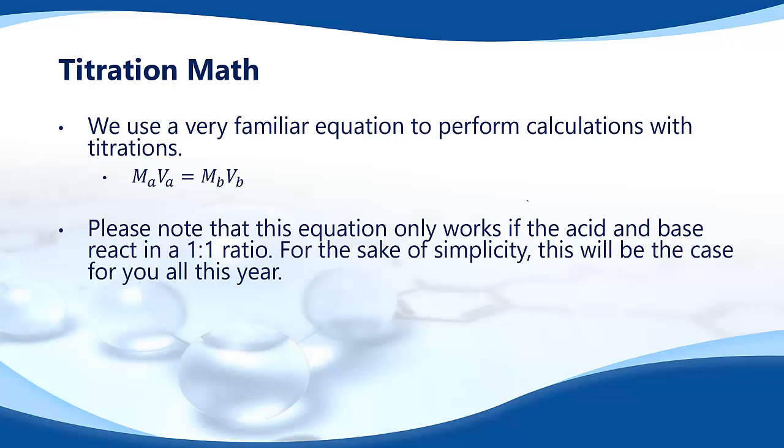If it's not 1 to 1, you have to do actual stoichiometry. Now, for the sake of simplicity, given the situation that's going on this year with distance learning and all of that, I'm going to make it easier on you guys. All of our titrations will be 1 to 1, so this equation will always work. If we were in class, I would actually have you do some that weren't quite 1 to 1. Right, so again, same equation, same math, plug in, get your answer.